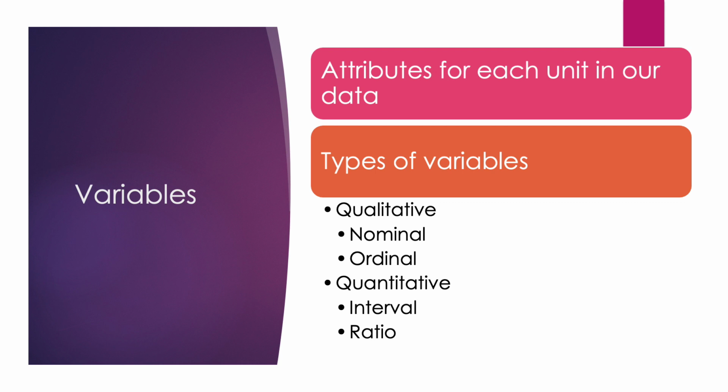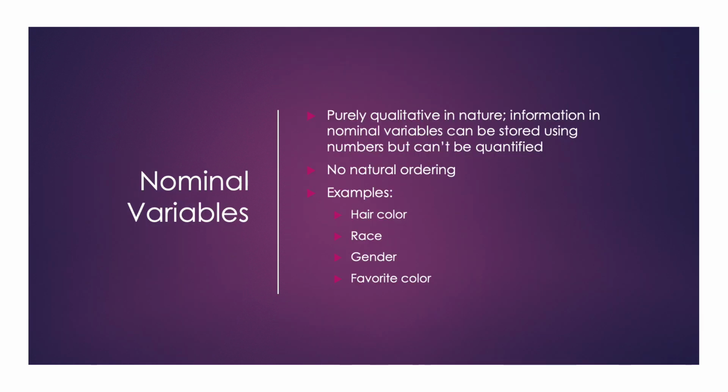Now that we've seen the different types of data, it's time to dive into the different types of variables. Variables are just different attributes for each unit in our set of data. And there are 4 different types of variables. In the qualitative group, we have nominal and ordinal variables. And in the quantitative group, we have interval and ratio variables.